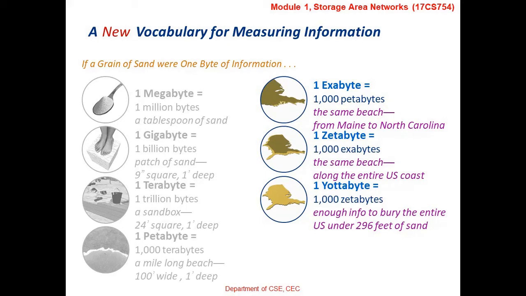So you have some other vocabulary as well. 1 exabyte equals 1000 petabytes. 1 zettabyte equals 1000 exabytes, and 1 yottabyte equals 1000 zettabytes. All these terms are used for measuring the information that needs to be stored.